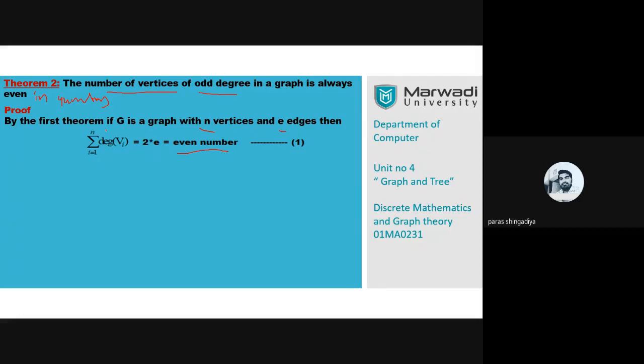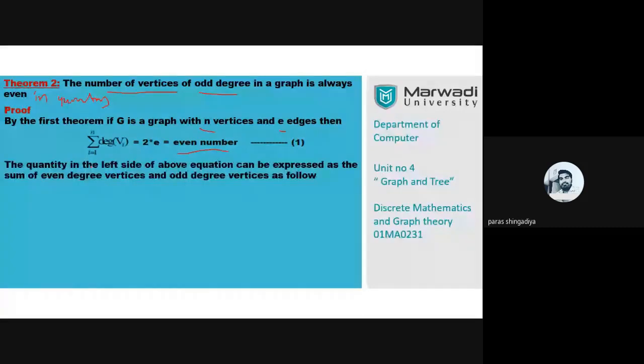As we know, the sum of the degree of all vertices is even, and we multiply the number of edges by 2. If there are 5 edges, multiply by 2, it converts to 10. So 10 is an even number. If there are 11 edges in the graph, multiply by 2, that converts to 22. So it is also an even number. So this answer is an even number. That is our result.